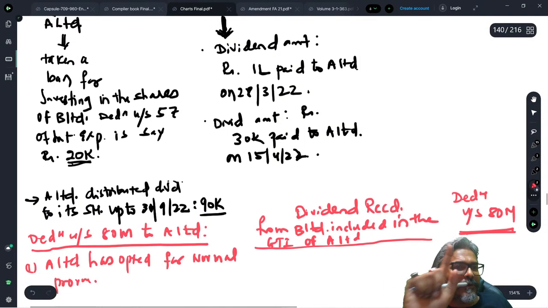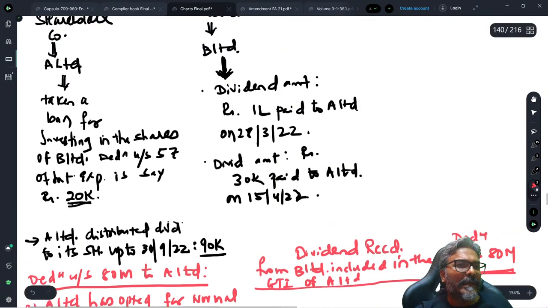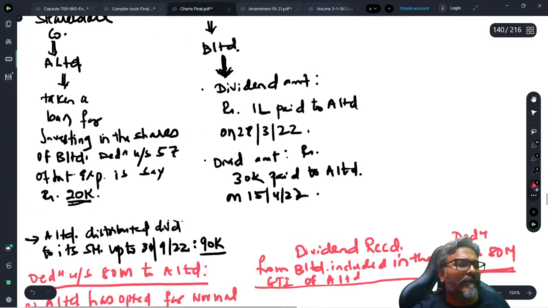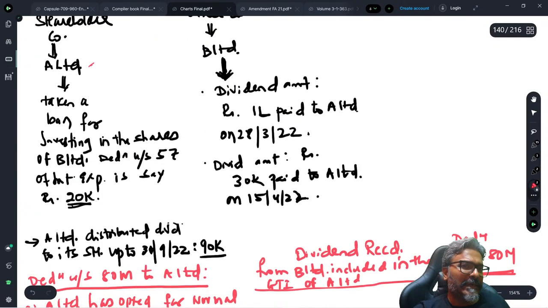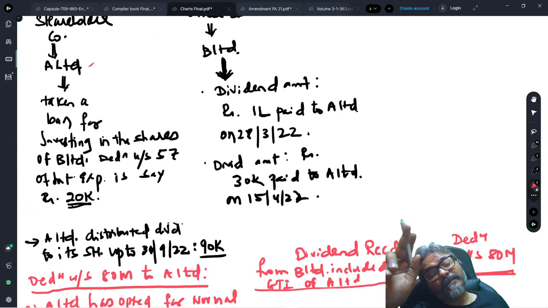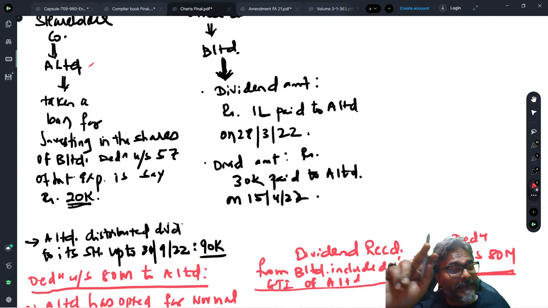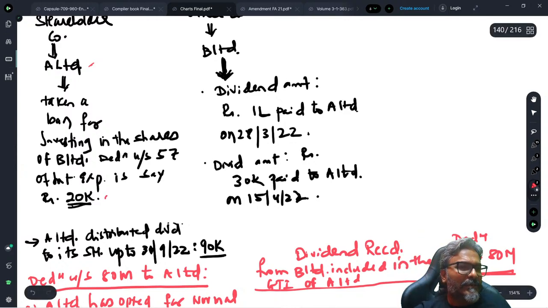Now, please tell me, if you are opting for a normal provision, whether A Limited in this case will be eligible to claim the deduction under section 57? Yes. So it will claim the deduction of 20,000. Okay. Now, 20,000 against which dividend income? The two dividends which it has received.